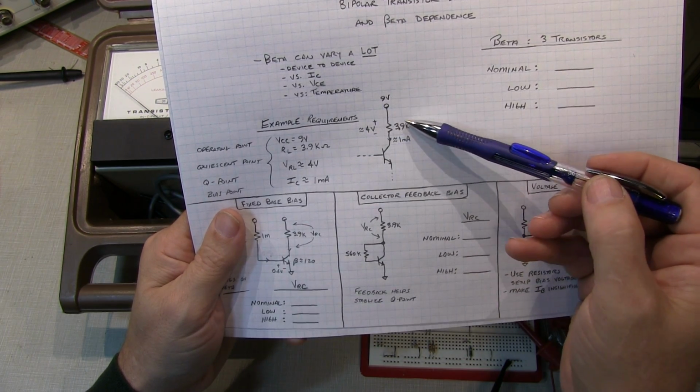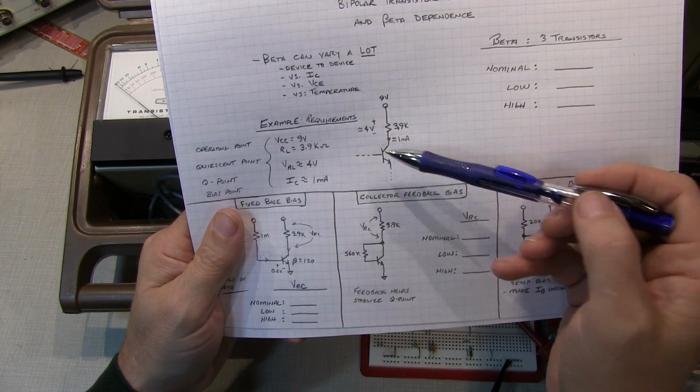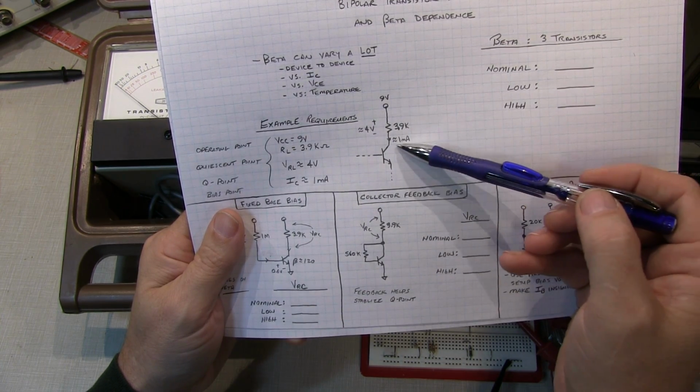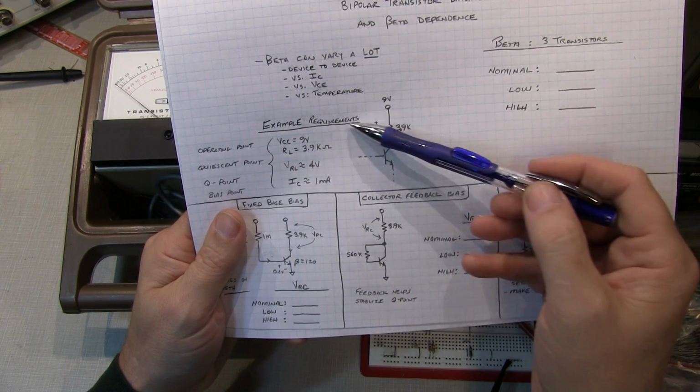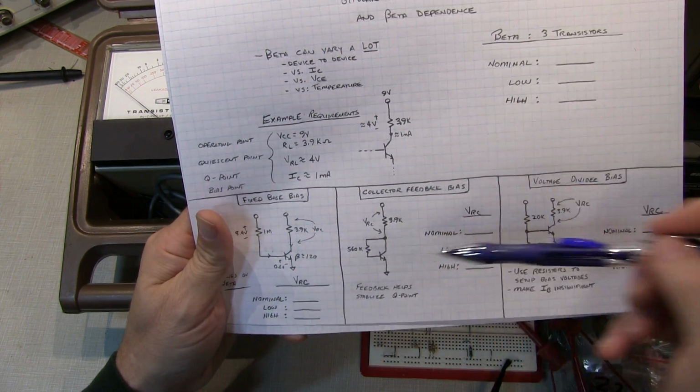So if I know I wanted the load impedance to be 3.9 k ohms, and I wanted about 4 volts across that, it means I need about 1 milliamp of collector current. So those are our starting requirements. So let's take a look at setting that up with our 3 circuits.